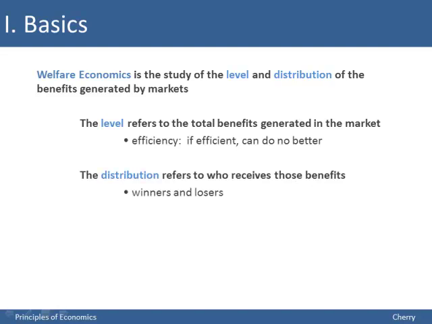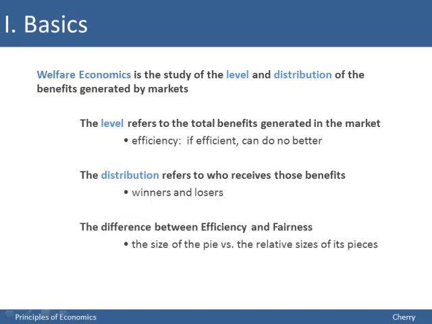Then we have the distribution of those benefits. So this considers who receives the benefits generated by the market. Like, who are the winners and losers of a market condition? If a policy is introduced, who benefits from that policy and who loses welfare from that policy? And usually every policy has winners and losers. So welfare economics is a way to examine who wins and who loses from new policy or existing policy.